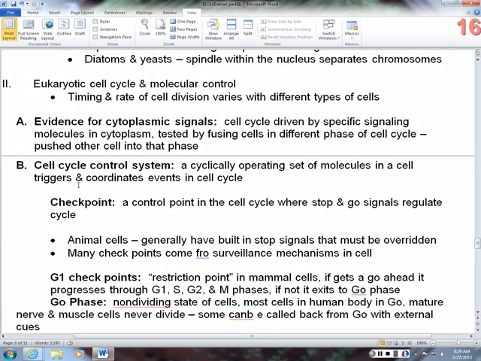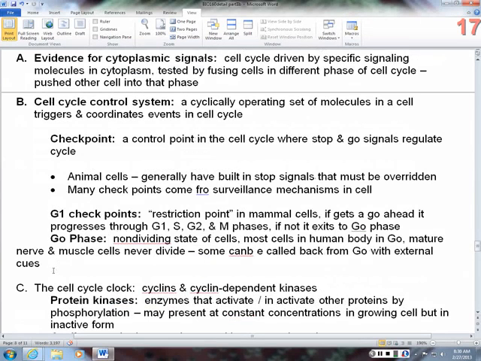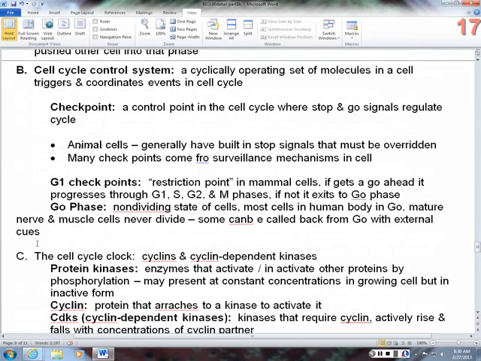Your cell cycle control systems are cyclically operating molecules that help to trigger the events, but also help to coordinate the events of cell division so that they occur together in cells that need to. It has these checkpoints, which are control points where they get their stop and go signals. That's where a lot of the naming for the G1 and G2 phases came from, because of where we found checkpoints.